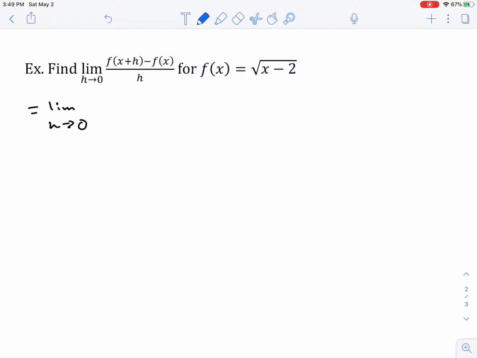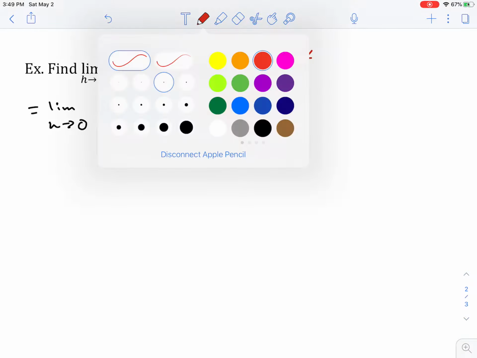So again, just to help out, I'm going to use some colors here. Let's find f of x plus h. So f of x plus h is just evaluating this function at x plus h. So we're going to replace all our x's with x plus h. So we've got the square root of x plus h minus 2. Minus. Now whatever f of x is, we're going to go minus the square root of x minus 2, because f of x is just equal to that.